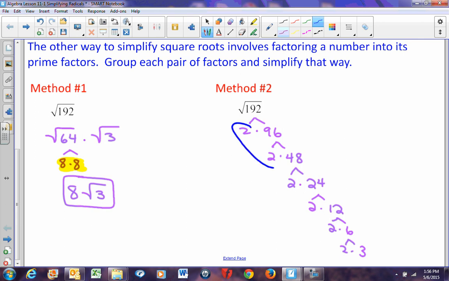So I'm going to circle my 2's here. There's a pair, there's a pair, there's a pair. And 3 here doesn't pair up with anything.